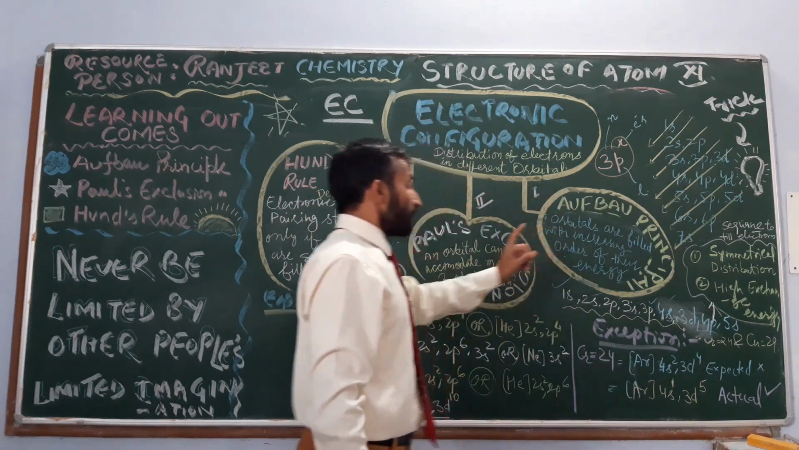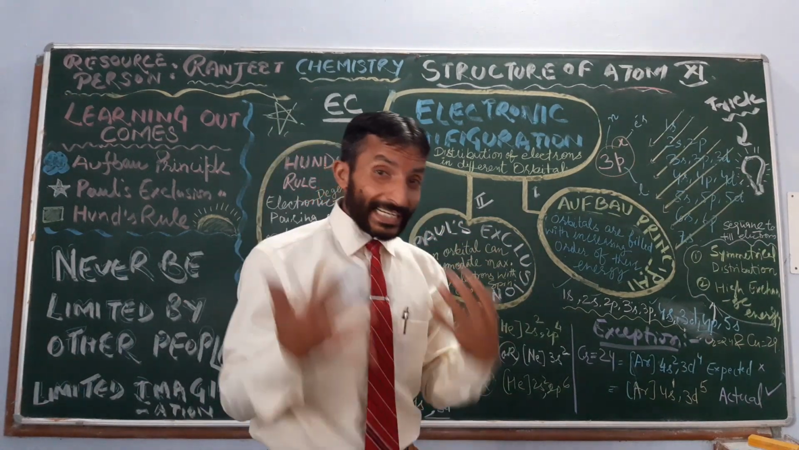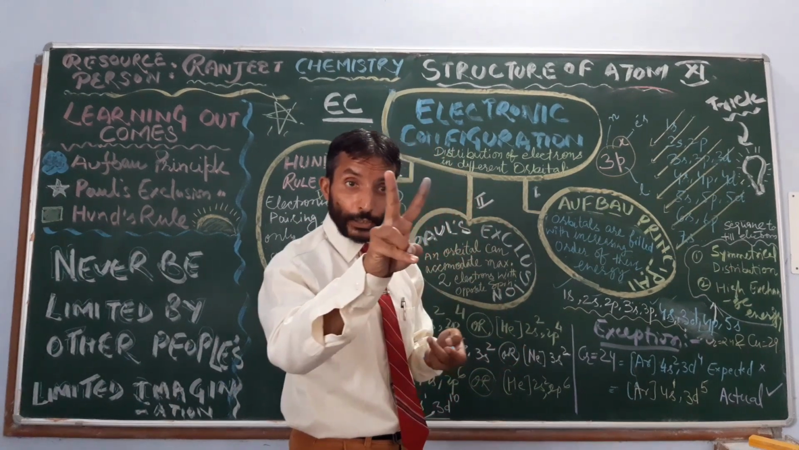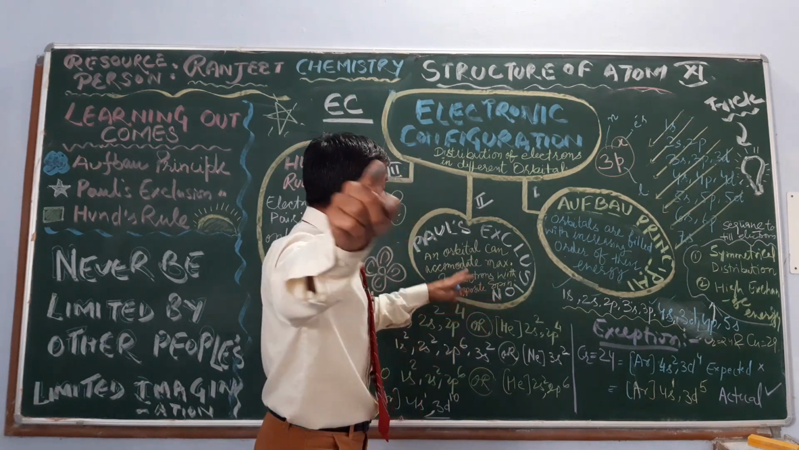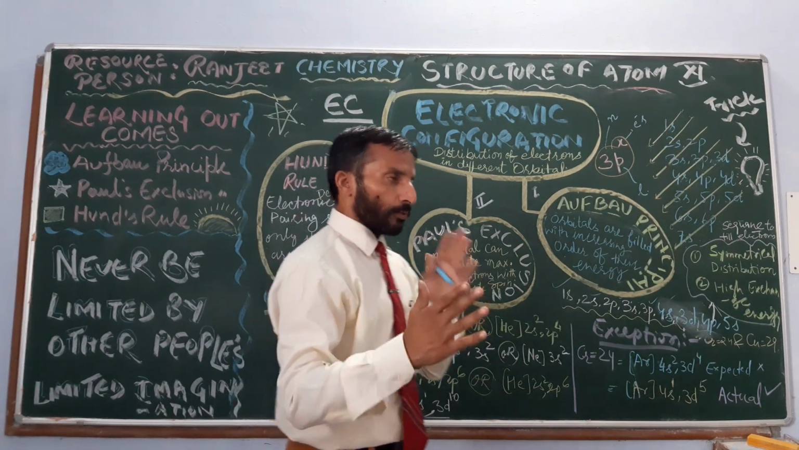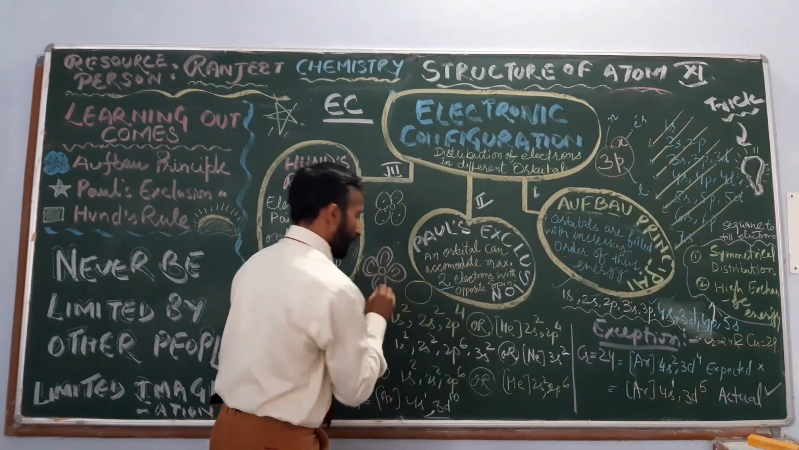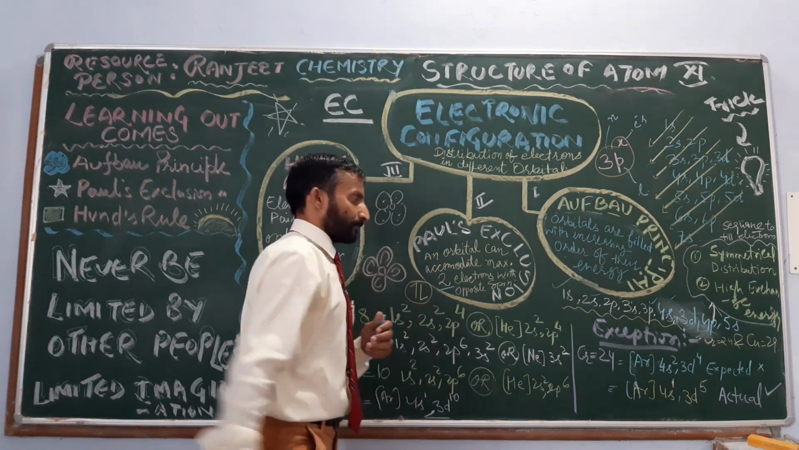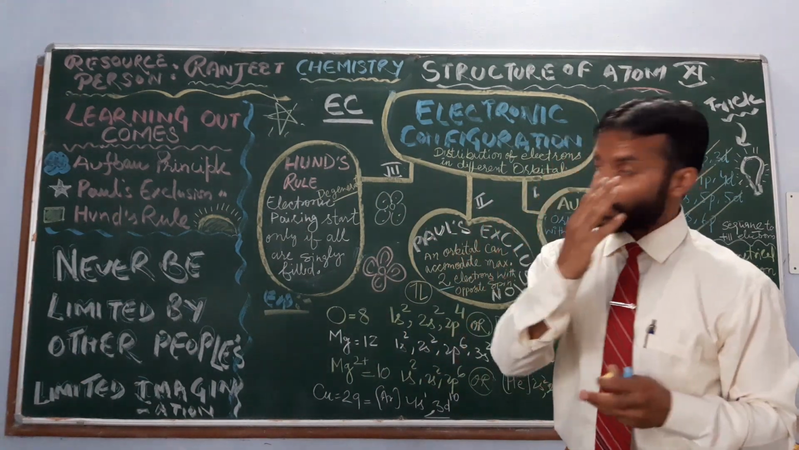Alright. Second, your rule, Pauli's exclusion principle. What does it say? That in an orbital, a maximum of 2 electrons with opposite spin can be accommodated. Maximum 2 electrons, but with opposite spin. How are they represented? If an orbital is represented by a circle, then they are shown as opposite arrows. Yes, this is about Pauli's exclusion principle.